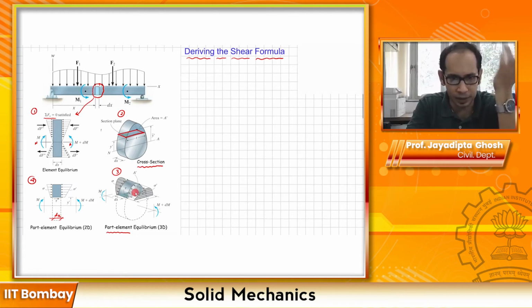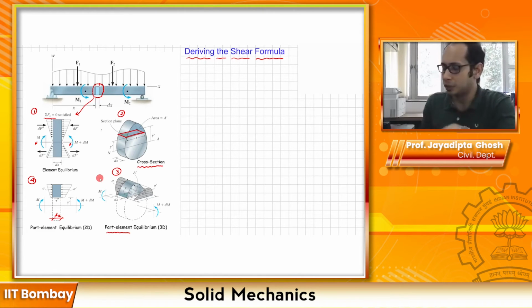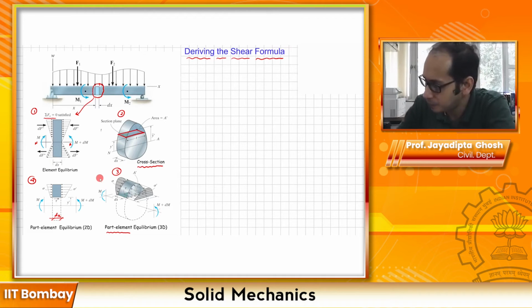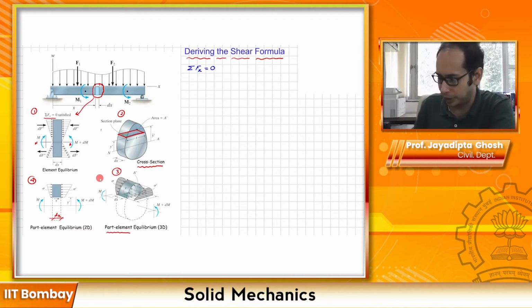So let's look at this figure over here, while acknowledging there's a tau which is acting at that section plane. If I have to write the equation of equilibrium, my summation of Fx equals 0. For this part element, I am just writing the equilibrium equation. First let me write out the equation, and then I will explain the different terms. Essentially I am doing a balance of the forces.